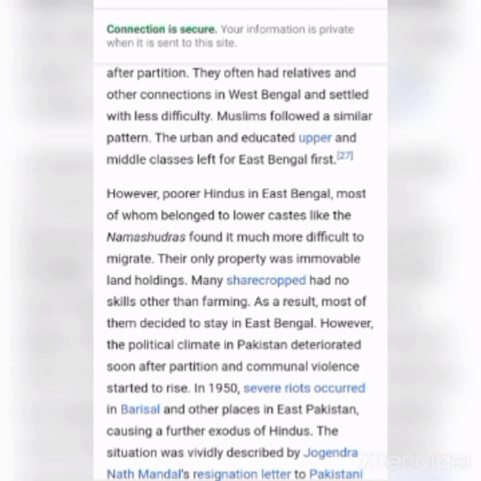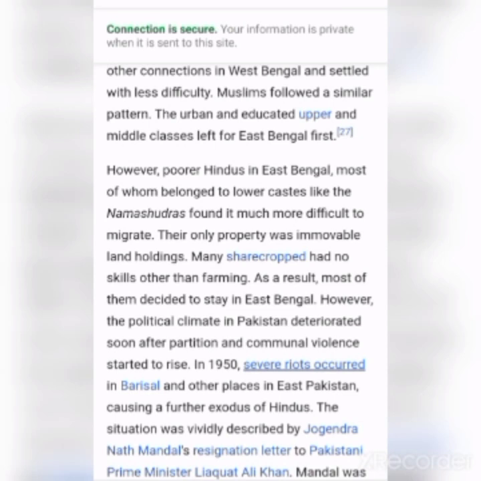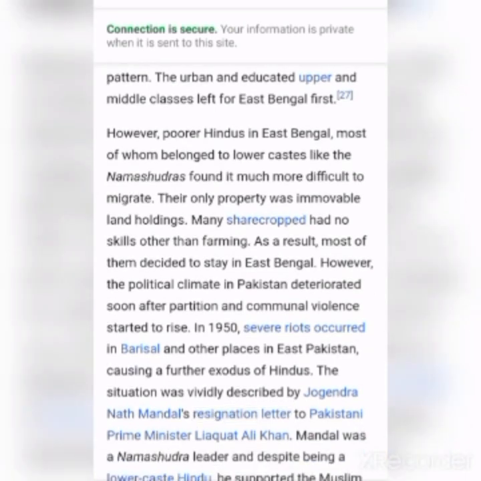However, poorer Hindus in East Bengal, most of whom belonged to lower castes like the Namashudras, found it much more difficult to migrate. Their only property was immovable land holdings. Many were sharecroppers with no skill other than farming. As a result, most of them decided to stay in East Bengal.